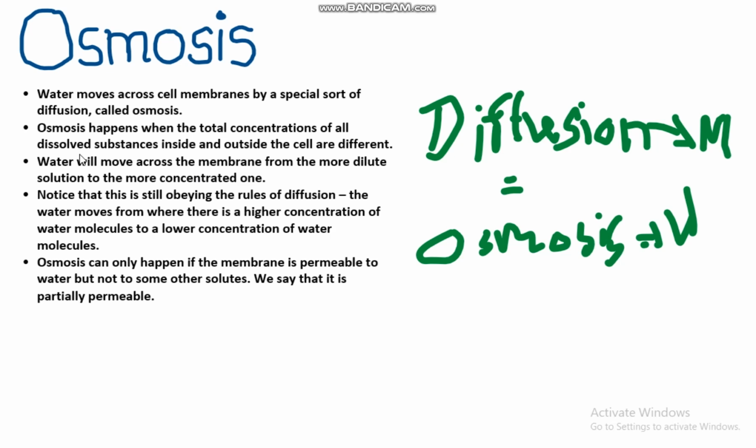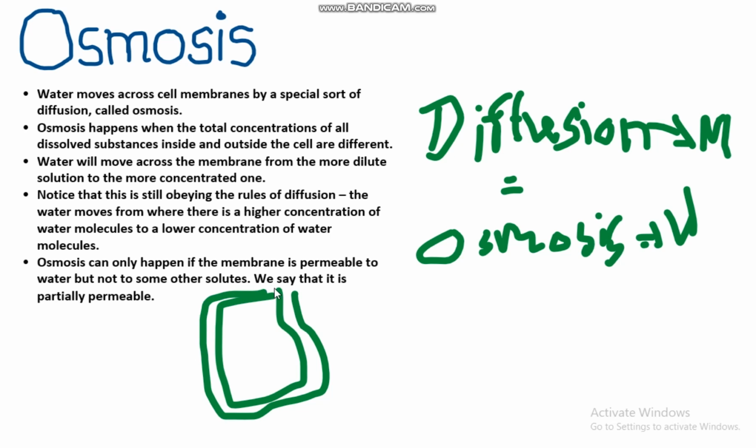And then we have water moving across the cell membrane. Take a plant cell, for example. There is a cell membrane and a cell wall. The cell wall is freely permeable, as I said in the first video, and the inner cell membrane is partially permeable. So osmosis only happens across a partially permeable layer, and water can only pass through this.